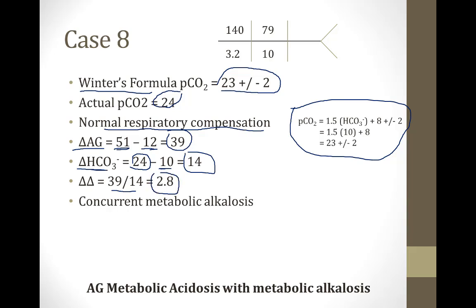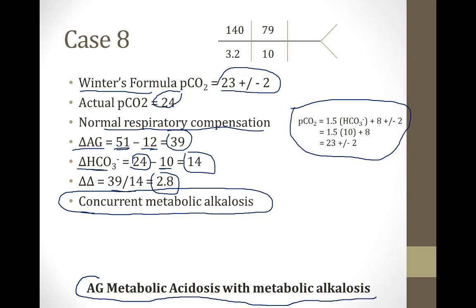And we discussed this in the other modules on acid-base disorders, but when you have a delta-delta ratio greater than 2, it means you have a concurrent metabolic alkalosis, which is what this patient has from vomiting. So this is an anion gap metabolic acidosis from lactic acidosis with a concomitant metabolic alkalosis from vomiting, and this is actually a very common clinical scenario that you can see in the hospital.